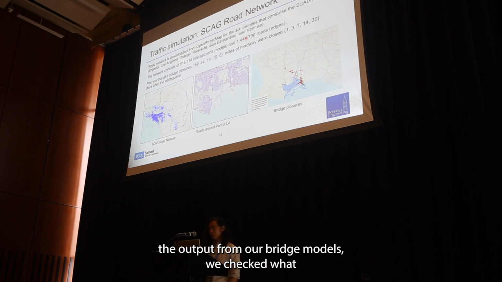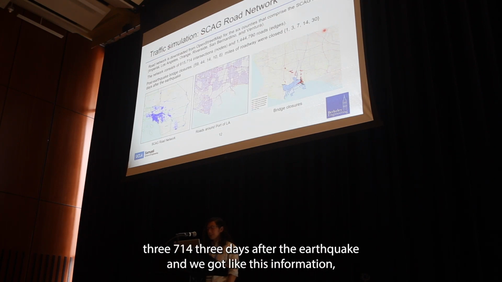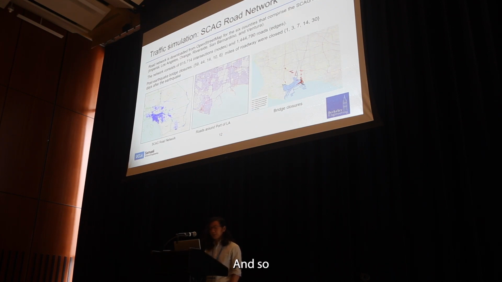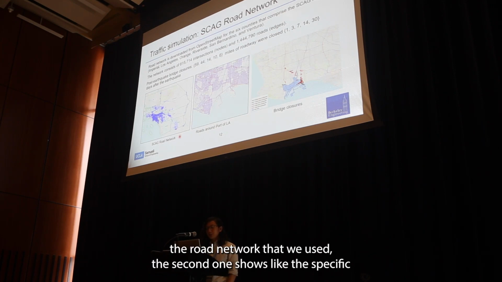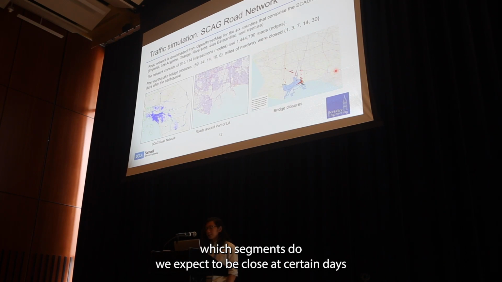The output from our bridge models, we checked what the status is of these bridges and roads 1 day after the earthquake, 3, 7, 14 days after, and we got information on how many miles or how many bridges are not functional at the time. These images below show, first, the road network that we used, second, the specific area around the port, and the last shows which segments we expect to be closed at certain days in our simulation.